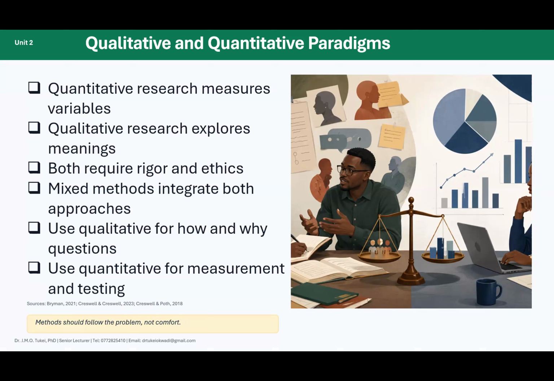However, mixed methods integrate numerical breadth with qualitative depth, but the integration must be planned. Colleagues, methods should follow the problem, not the researcher's comfort zone.